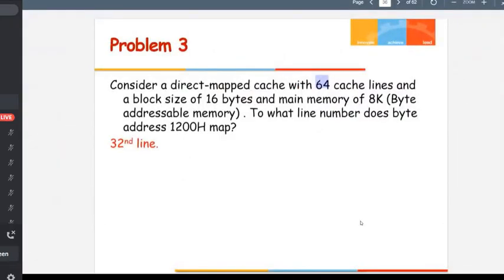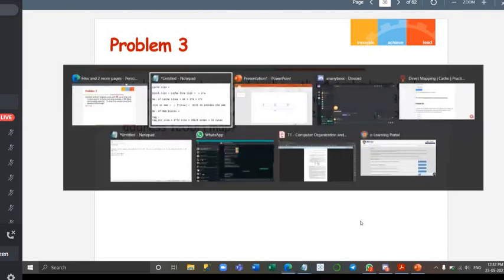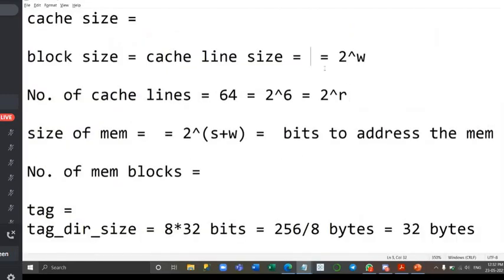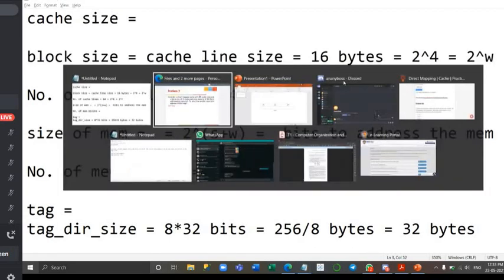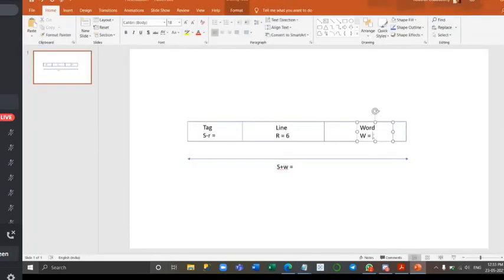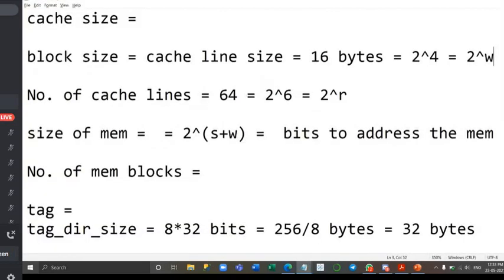Next, what I have been given is that the block size is 16 bytes. The memory block size is equal to the cache line size, right? So my block size, equal to the cache line size, is 16 bytes, which is 2 to the power 4. From here, I get W, because the block size is equal to 2 to the power W. So W is 4.